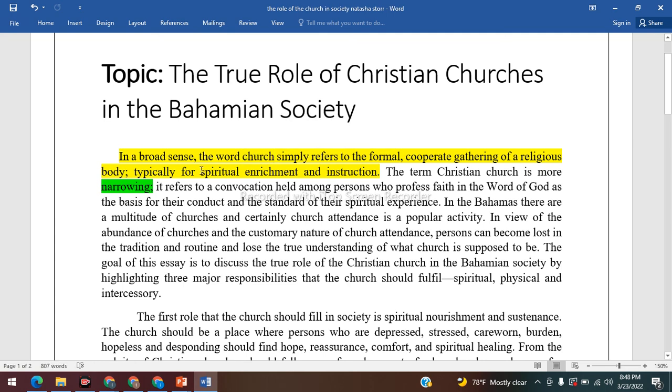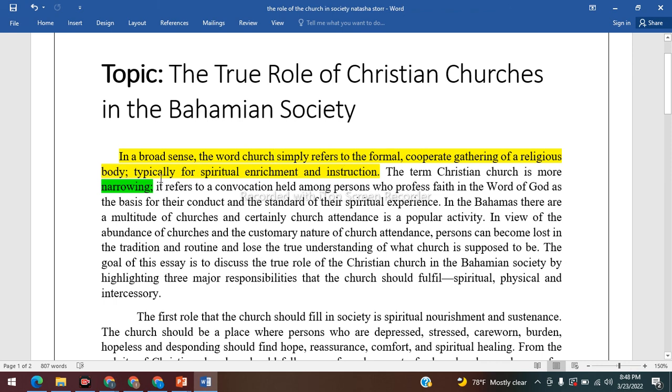And of course, the words that I use, they aren't too technical, but at least you know that they aren't very, very simple. So I use words like enrichment and instruction and corporate, you know what I mean?